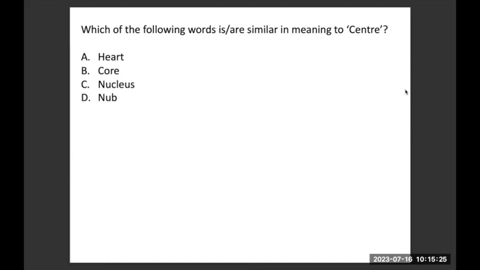Vishwa, Tanvi, Tisha, Ashvi, wrong answer. Anya, Dia, Vansh, wrong answer. You are giving partially correct answers. All are giving partially correct answers so far. And I've said one or more answers can be correct here.